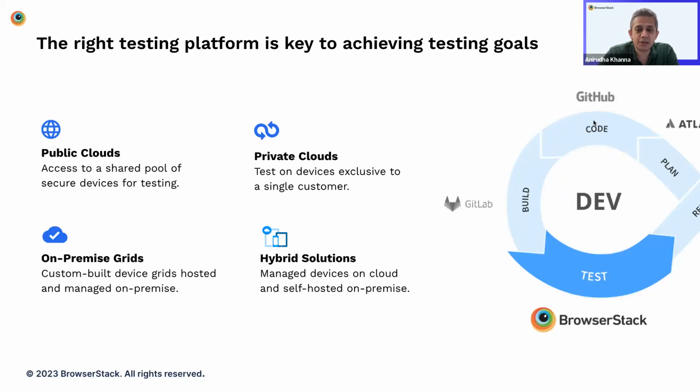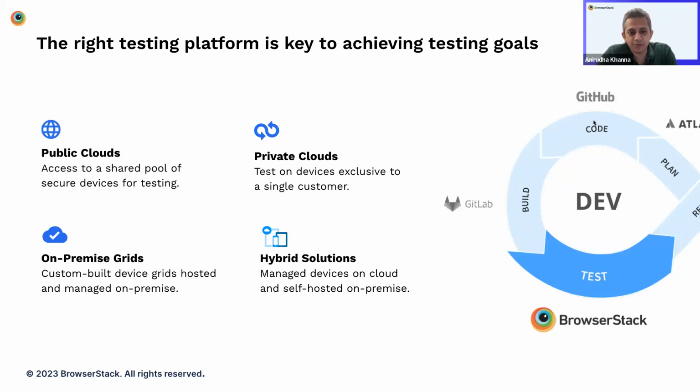Maybe when you want to keep the state of the device across your different test cases. And then you have another kind of combination of this, which is on-premise grids. Similar to private clouds, on-premise grids have devices exclusively for the customer, but the devices as well as the platform are all hosted within the customer's premises. So these are basically custom-built grids that you'll have to host and manage on your own premises.